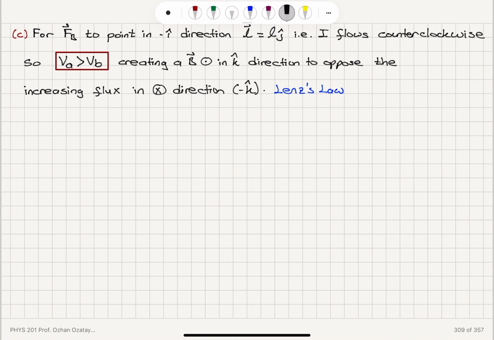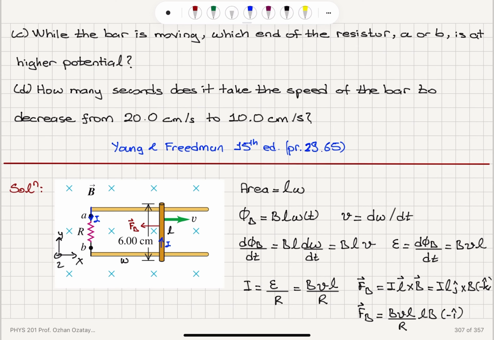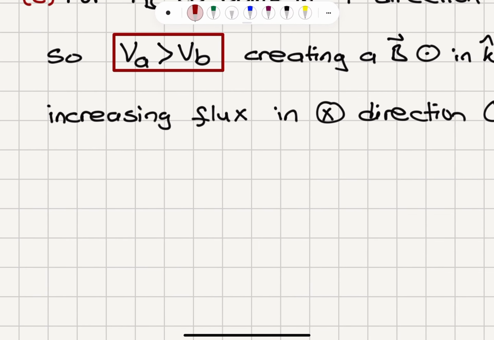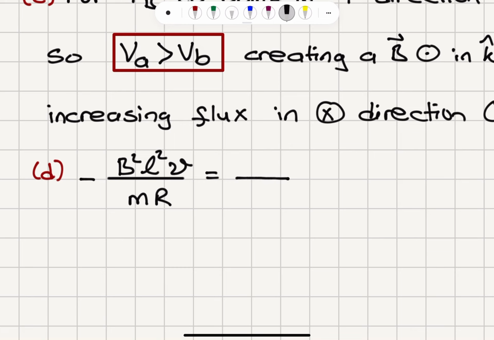Okay, now let's move on to part D. How many seconds does it take the speed of the bar to decrease from 20 centimeters per second to 10 centimeters per second? So we have the equation of motion: minus B square L square V divided by mr. The slope multiplied by V is the acceleration, which is dV/dt.